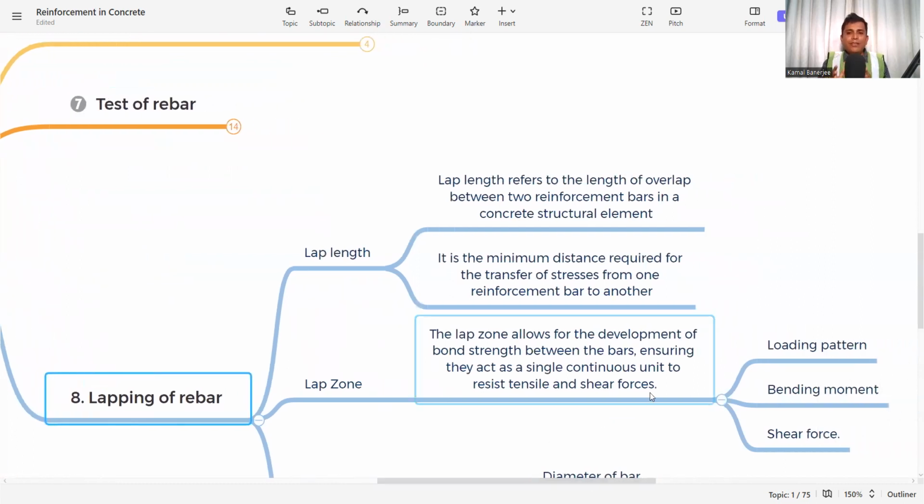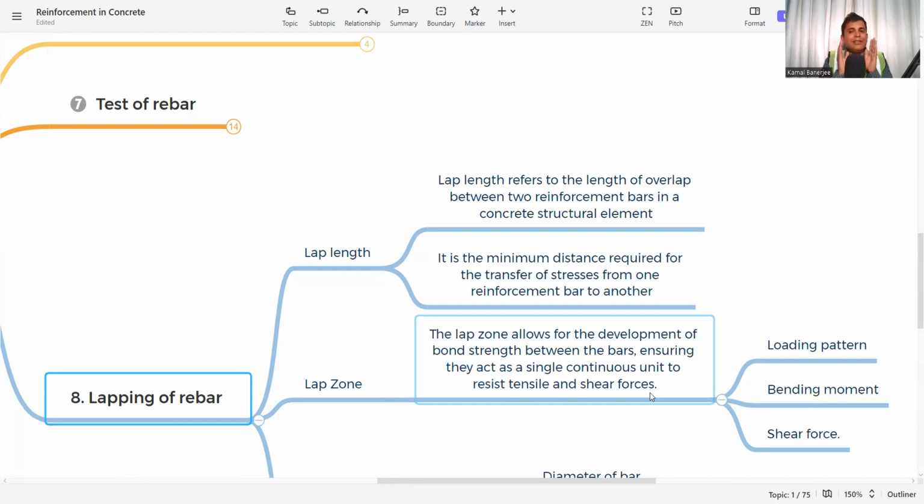Lap length refers to the length of overlap between two reinforcement bars in a concrete structure element. Suppose I have an 18 meter span of beam. In 18 meter, I don't have one piece of 18 meter bar. Now I have 12 meter, and another I have to make 6 meter. Whenever we are lapping, what will be the lap length? Now one bar, another bar. What this length required is called the lap length. It is the minimum distance required for the transfer of stress from one reinforcement bar to another.